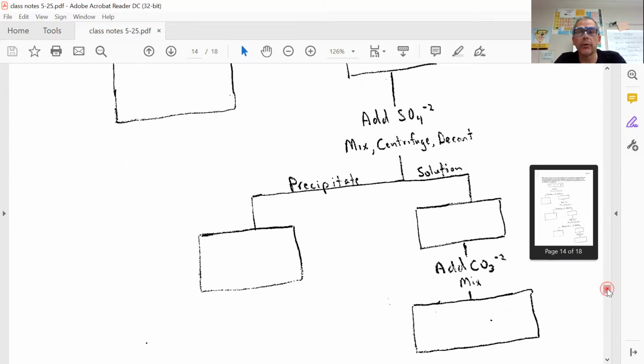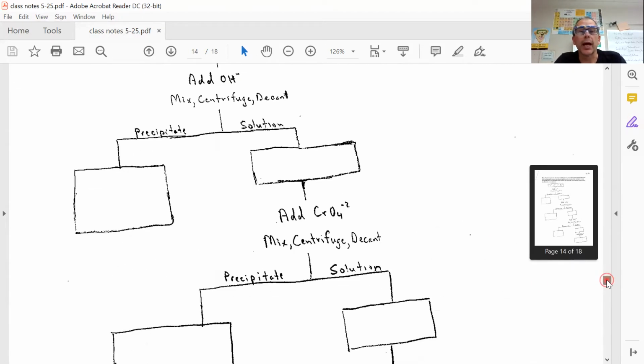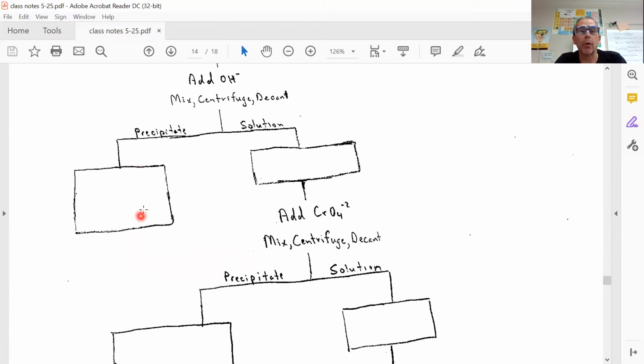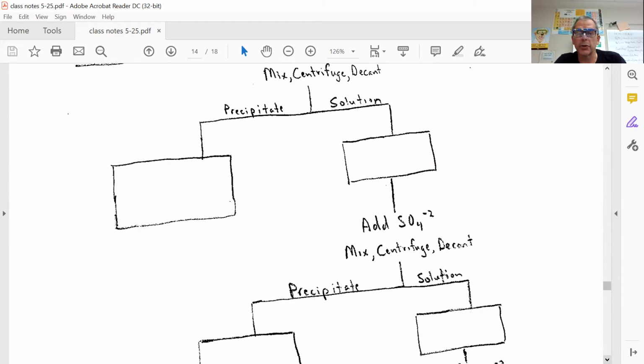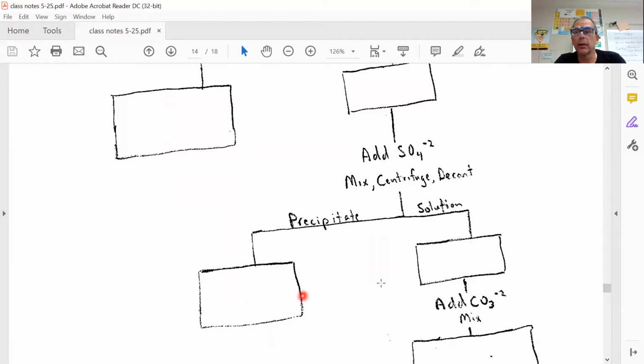So going back through and looking at this, you have precipitating one by one. You get the magnesium here, leaving behind calcium, strontium, and barium. Then you get barium here, leaving behind strontium and calcium. Then you get strontium here, leaving behind the calcium. And then the CO3 test is a test for calcium right there. So we're going to follow that flow chart.